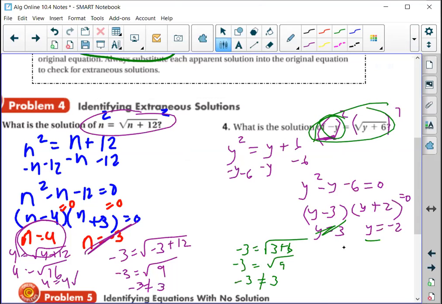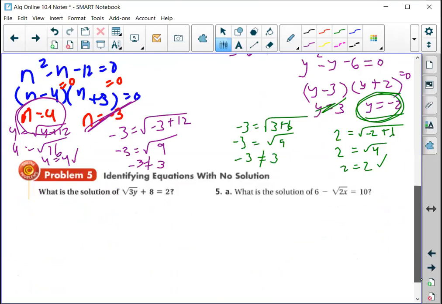Now for the next version, the opposite of y, opposite of negative 2, is a positive 2. That's going to be equal to the square root of negative 2 plus 6. So that's going to be 2 equals the square root of 4. Well, that does give you 2 equals 2. So that one works, and that y equals negative 2 is a correct answer. So again, once you go through the actual solving process, just check your work so that you can identify if you need to cross something out as a possibility. Sometimes you do, sometimes you don't.